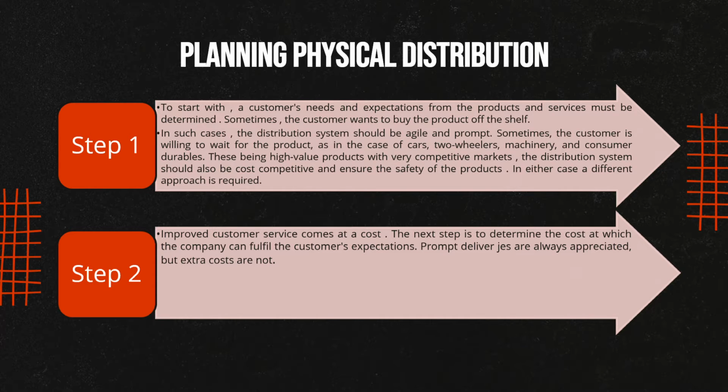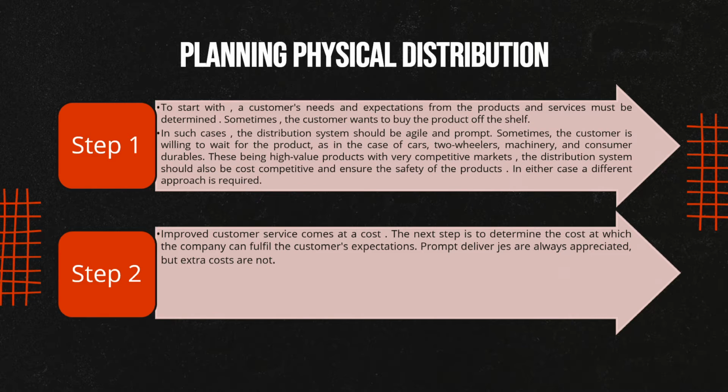Sometimes, the customer wants to buy the product off the shelf, as in the case of cosmetics, confectionery, grains, vegetables, oils, and fast-moving consumer goods products. In such cases, the distribution system should be agile and prompt. Sometimes, the customer is willing to wait for the product, as in the case of cars, two-wheelers, machineries, and consumer durables. This being a high-value product with a very competitive market, the distribution system should also be cost competitive and ensure the safety of the products. In either case, a different approach is required.